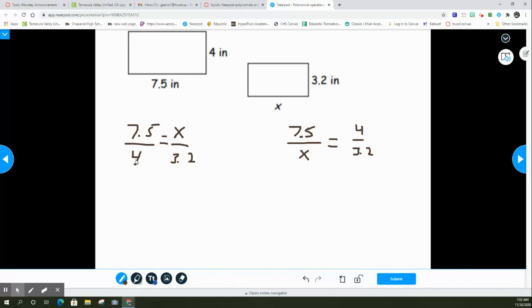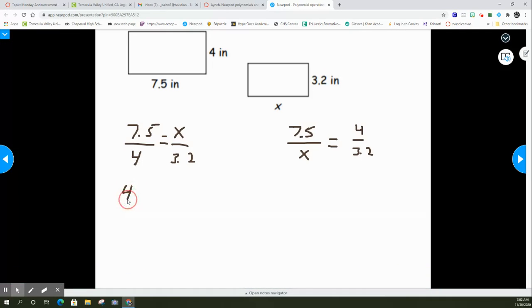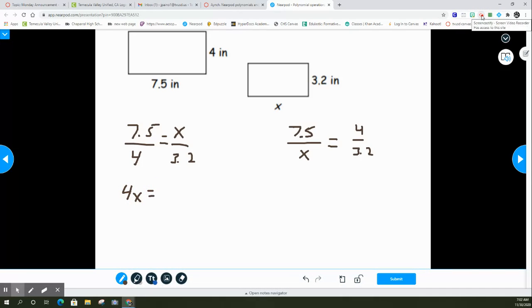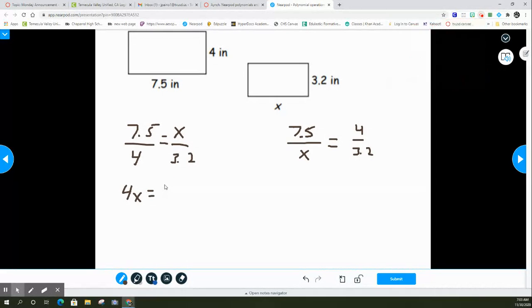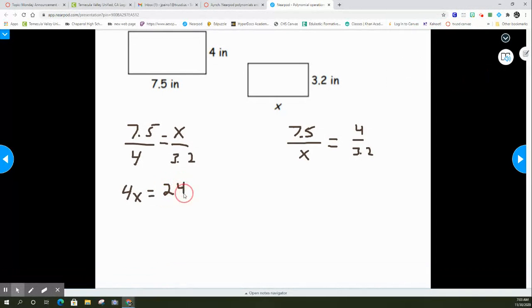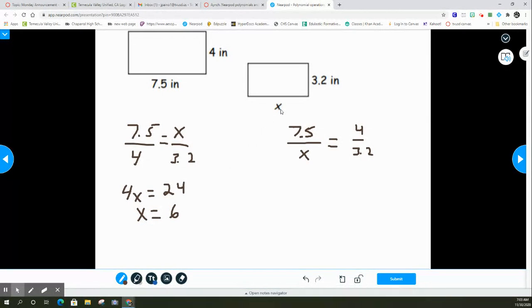So you're going to get 4x, and then I need to multiply these together here. Let me get a calculator. So 7.5 times 3.2 is 24. So x is going to be 6. Again, you set up the proportion, and to solve a proportion, you just cross multiply.